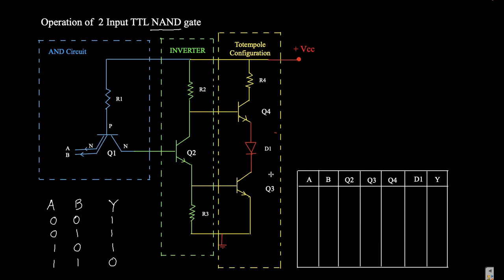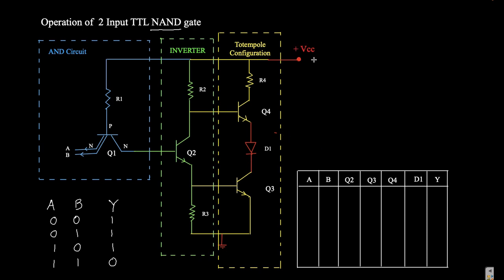And what is the totem pole configuration? The totem pole configuration is nothing but two transistors sitting one upon another. The Q4 sits on the Q3. When two transistors sit one upon another, it is called the totem pole configuration. And here one diode is connected in the totem pole configuration. You should keep in mind that in a totem pole configuration, only one transistor among these two can work at one time. So let's start the circuit description.